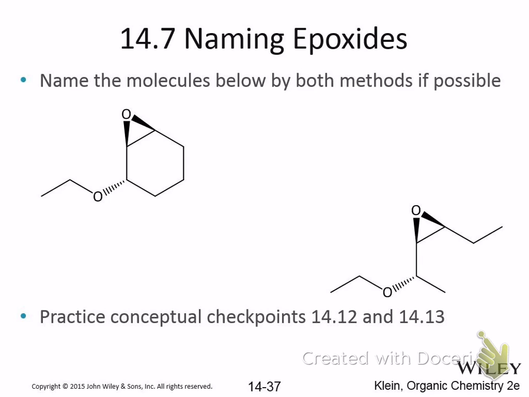But 1, 2, 3, or 1, 2, 3 the other way, right? This is epoxy. Okay, so in this case, the parent is cyclohexane.